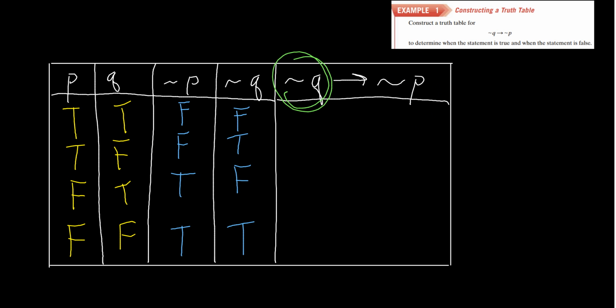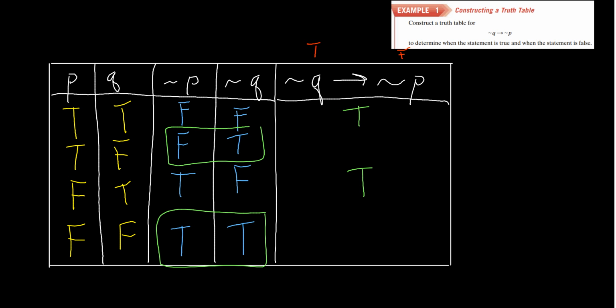So we have not Q implies not P. This is only going to be false when the antecedent is true and the consequence is false. That's the only time it's going to be false. Looking at this, not Q is false, so that immediately tells me this is going to be true. Let's put that in red. So again, not Q is false, so it doesn't really matter what not P is, because it's true there. While we're at it, let's do that with this one as well. That's false, so we can put a true here as well. Now we have these two statements. Whenever the antecedent is true and the consequence is false, we'll have a false.